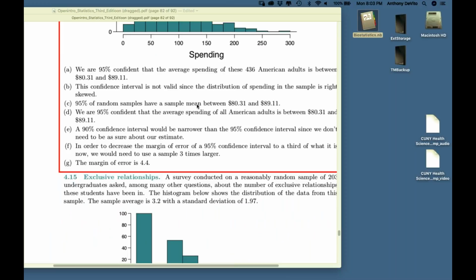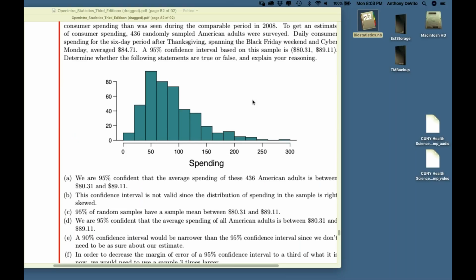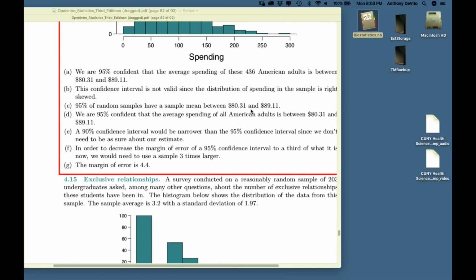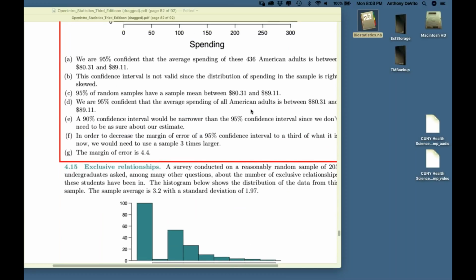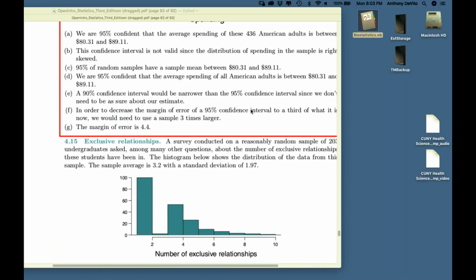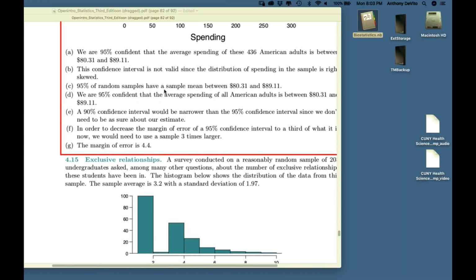95% of random samples have a sample mean between 80.31 and 89.11. Again, the real definition is comparing it to the population mean. We're 95% certain the true population mean lies between those two numbers, and 95% of the time, we will be right in making that prediction. That's what that tells us.